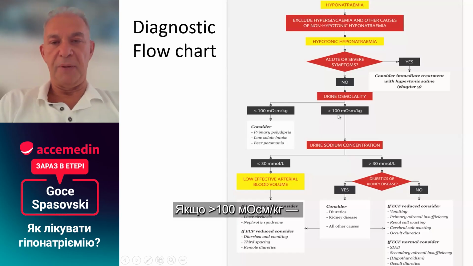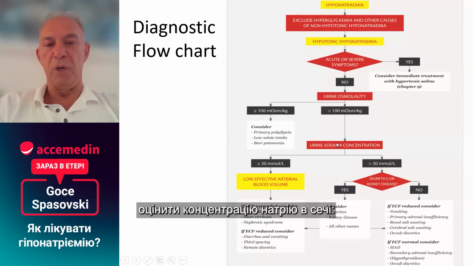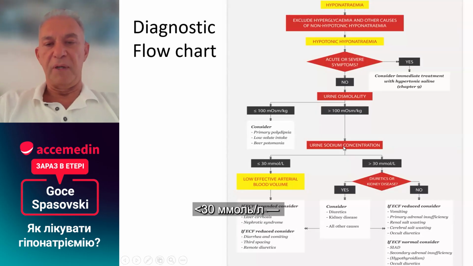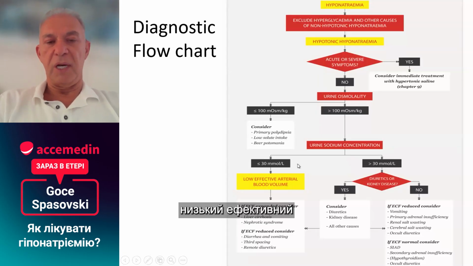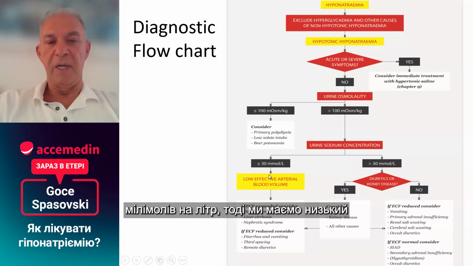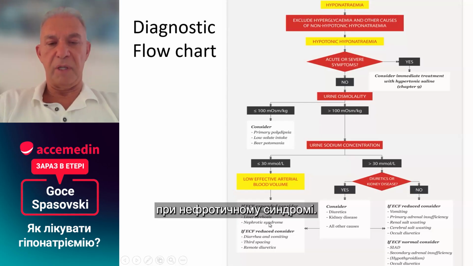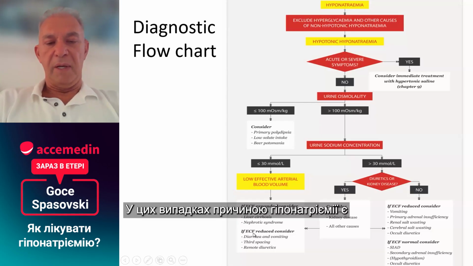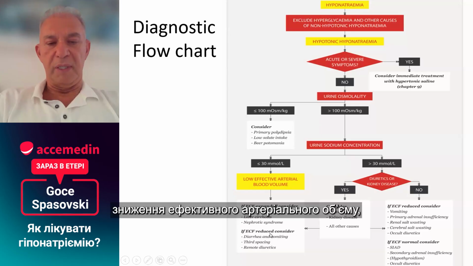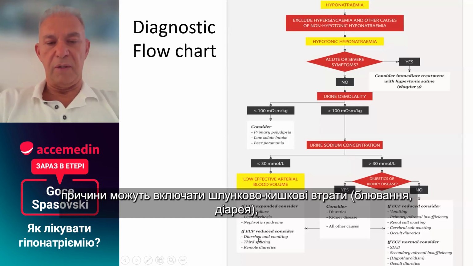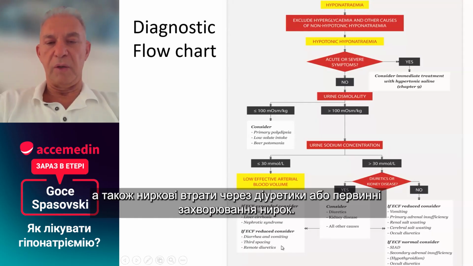Or if above 100, then we should consider urine sodium concentration for further differentiation. And if it's below 30 millimoles per liter, then we have low effective arterial blood volume in a situation of extracellular fluid expanded, like in heart failure, in liver cirrhosis, in nephrotic syndrome, or when extracellular fluid volume is reduced, then we should consider situations with diarrhea, vomiting, third spacing, or remote diuretic use.